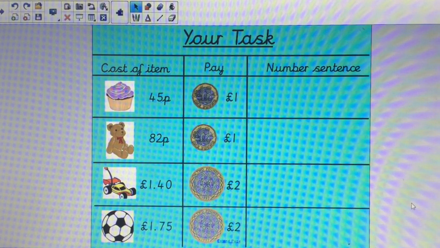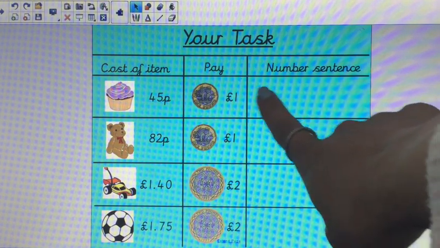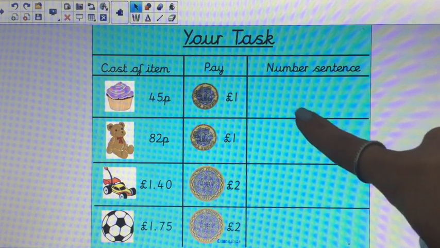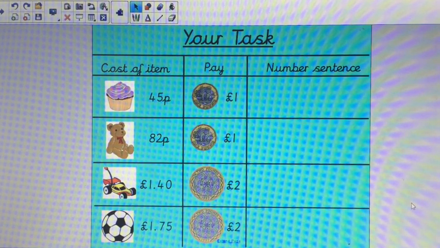So follow the steps that we did in this lesson by writing the number sentence and then doing the takeaway and writing the answer. And do those steps for each of these questions. And at the beginning of our next lesson together, we'll go through the answers.